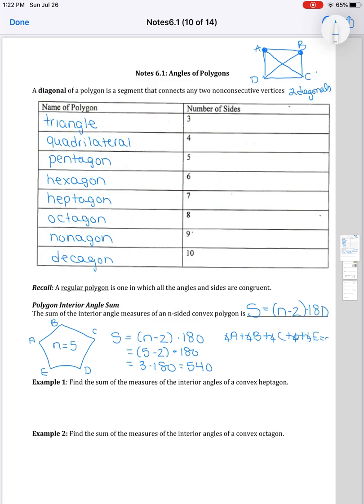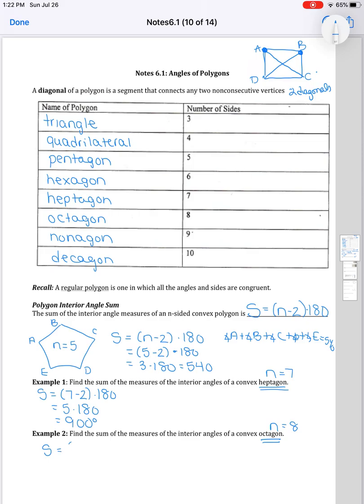So basically what that means is I'm then going to take S equals n minus 2 times 180 and plug in 5. So 5 minus 2 times 180. So that's 3 times 180, which is going to get me 540. And what that 540 means is that angle A plus angle B plus angle C plus angle D plus angle E is equal to 540 degrees. Okay, so all of them put together would make 540.